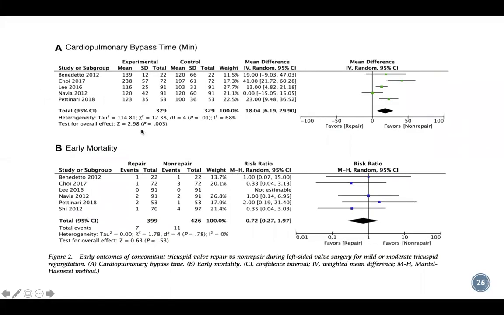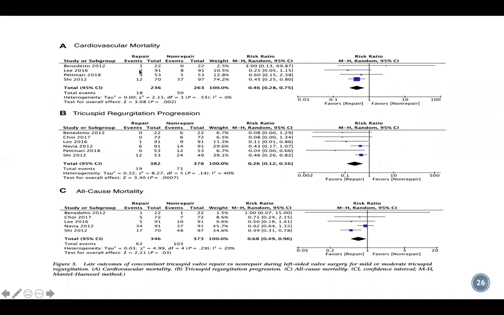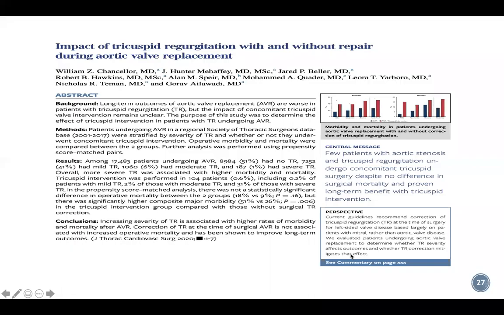They found that if you address the tricuspid, the cardiopulmonary bypass time will be longer when you do repair, of course, and early mortality showed no difference, but numerically favored the repair. However, cardiovascular mortality favored repair, tricuspid valve regurgitation progression favored doing repair, and all-cause mortality significantly favored the repair.